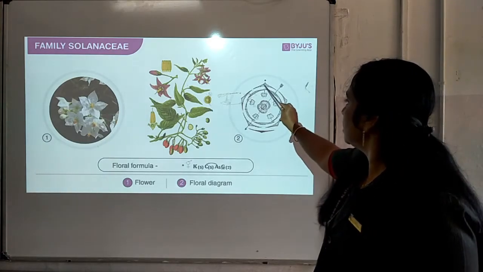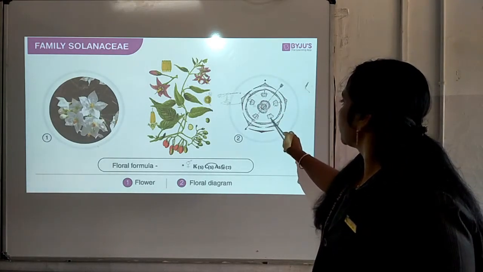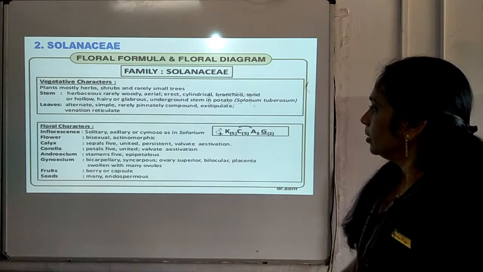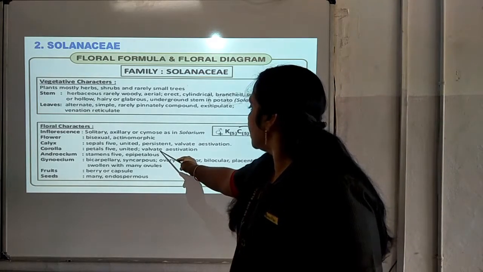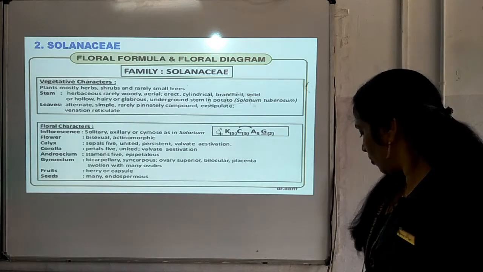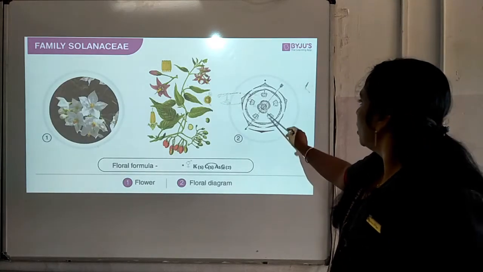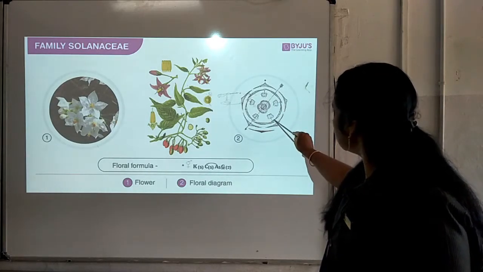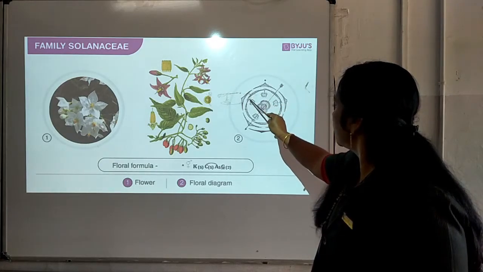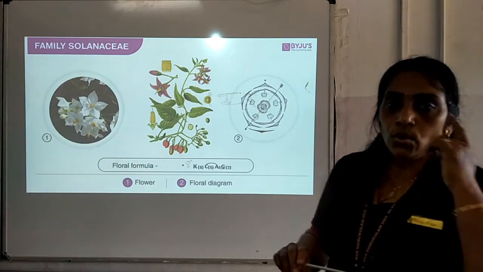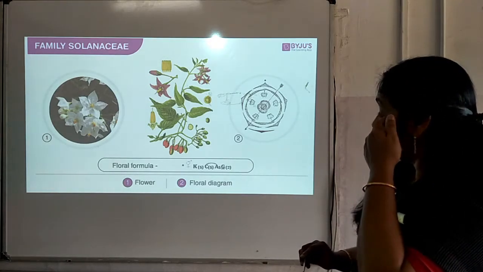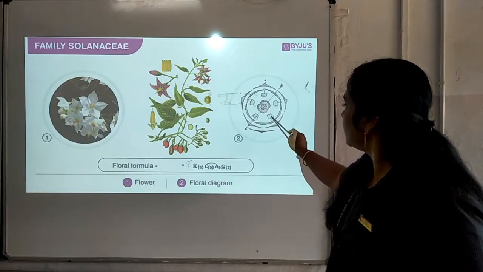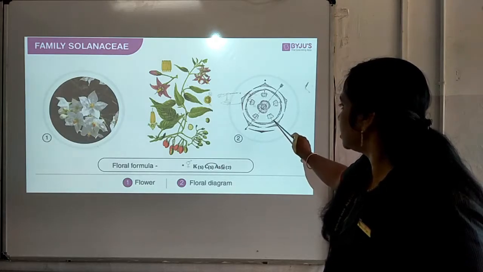Valvate aestivation, you can see, and here I think it is imbricate, isn't it? Corolla is valvate aestivation, and calyx is also valvate aestivation. Here one petal is completely outside, one petal is completely inside, and the other 3 petals go one inside, one outside, like this. So, that is related to the aestivation of the corolla, and then this corolla is joined or united with the androecium, that is why it is epipetalous.